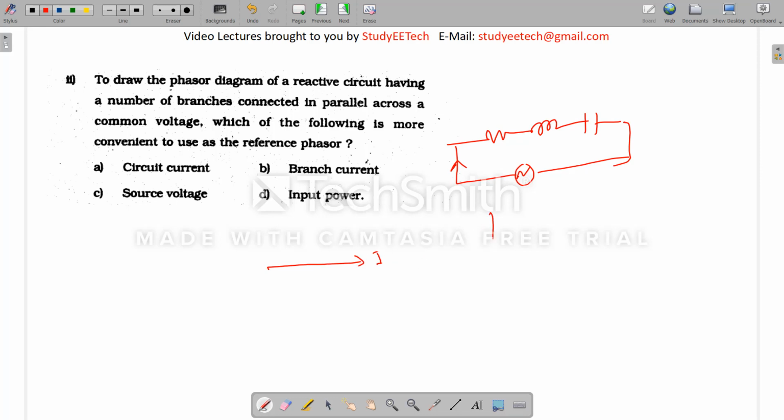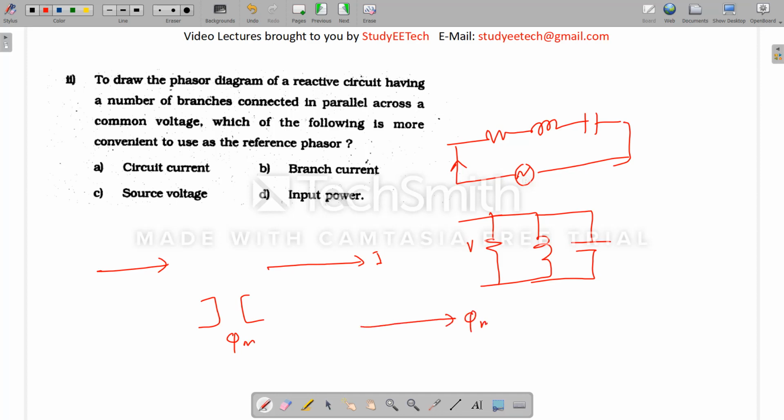So in a parallel circuit, what is common to them? V is common, so we should take V as a reference phasor. In a transformer we also did the same. In the primary and in the secondary, phi m is common, so we took phi m as a reference phasor. So here, when they are connected in parallel, voltage will be the appropriate answer, right?